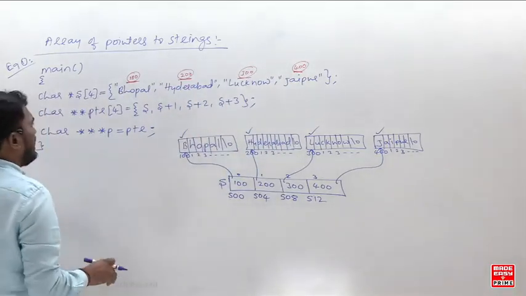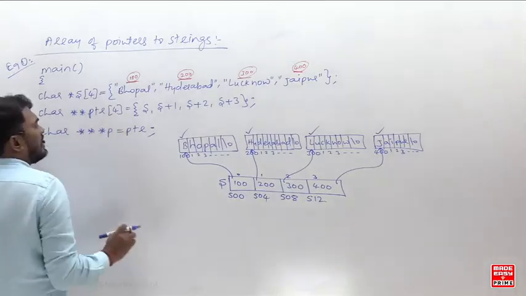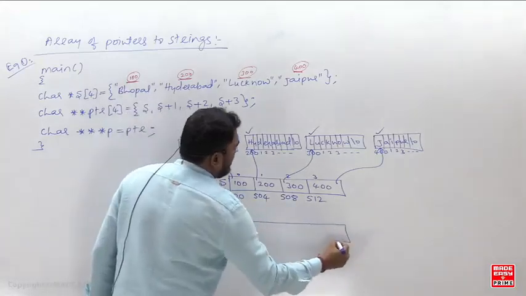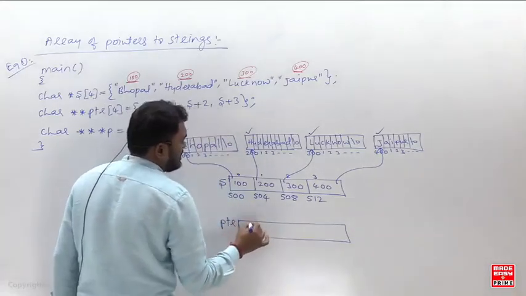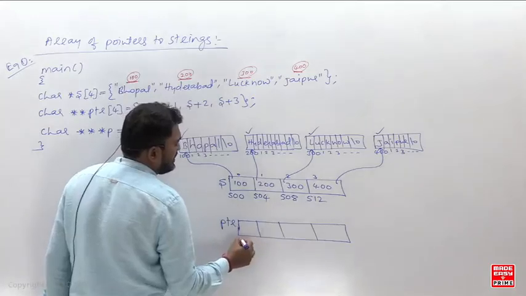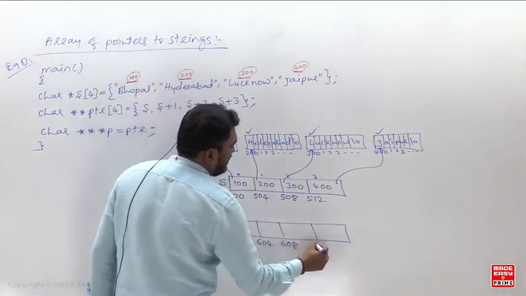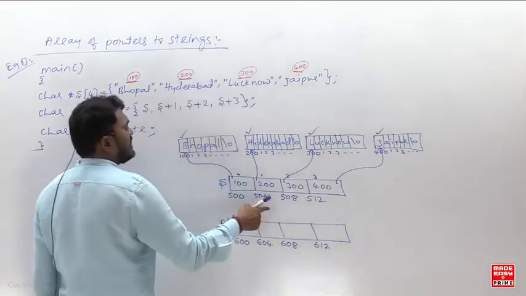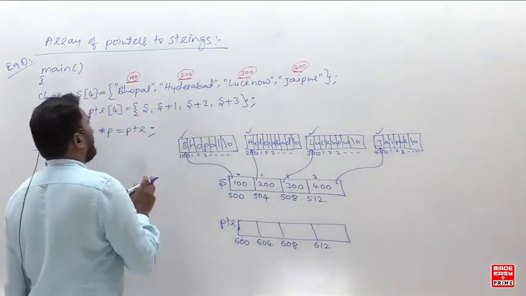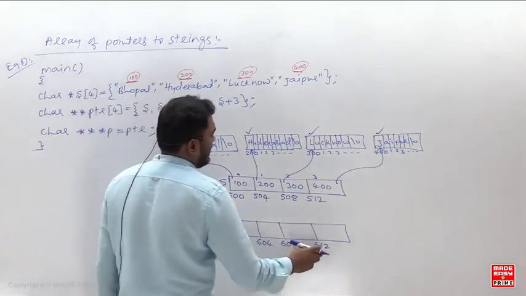Okay, so fine. And the next, char double star PTR of 4. This is also an array. So copy this. Let's say it has some base address, 600. Every element will be 4 bytes. Why will every element be 4 bytes here? Because that is also a pointer. I'm assuming base addresses 600, 604, 608 and 612.